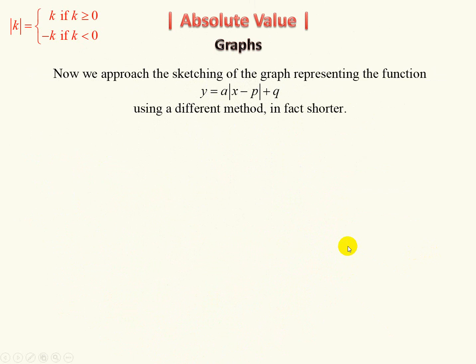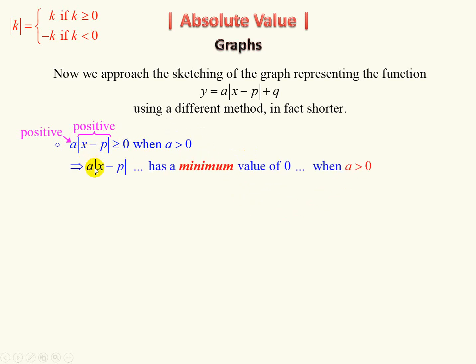Now we're going to use a different method, in fact, shorter. Taking just the a times the absolute value part for now, when a is greater than 0, then we have a positive for a and a positive for the absolute value, meaning positive overall, greater than or equal to 0. And it's equal to 0 when x is equal to p. So therefore, this a times absolute value of x minus p has a minimum value of 0, when a is greater than 0.